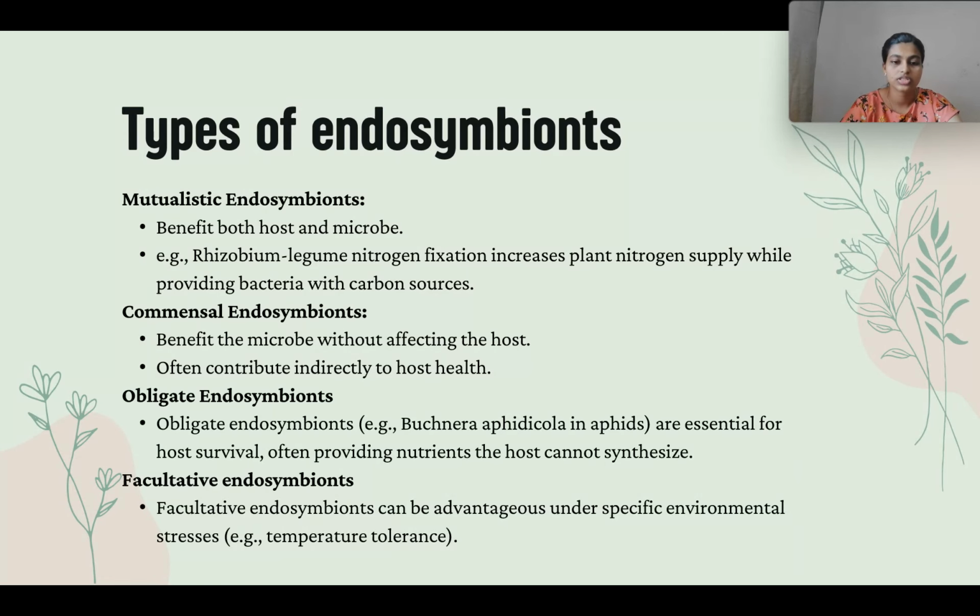Obligate endosymbionts are essential for the host's survival. One of the biggest examples is the species Buchnera aphidicola in aphids, which provides essential nutrients that the insect cannot produce. Next is facultative endosymbionts. On the other hand, these are not essential but provide advantages under specific environmental conditions such as extreme temperature or pathogen pressure.